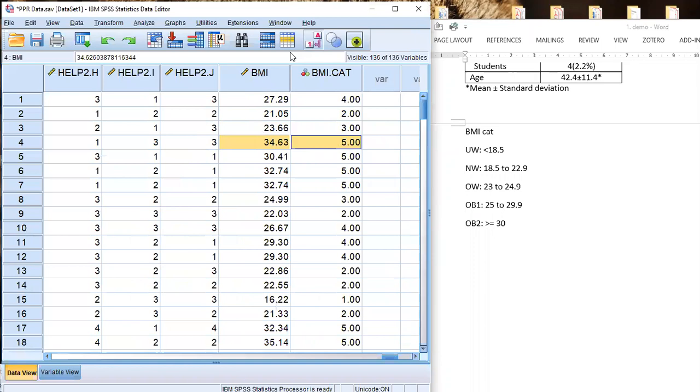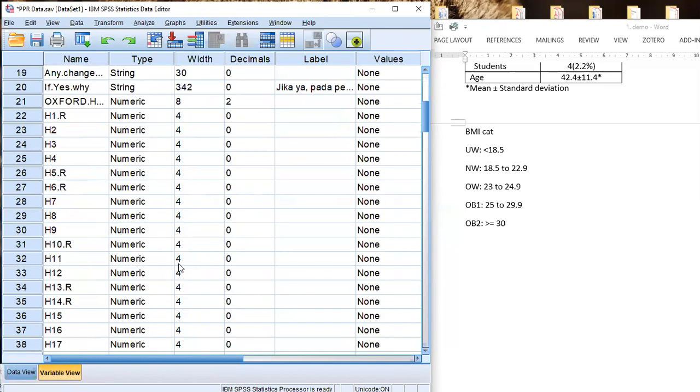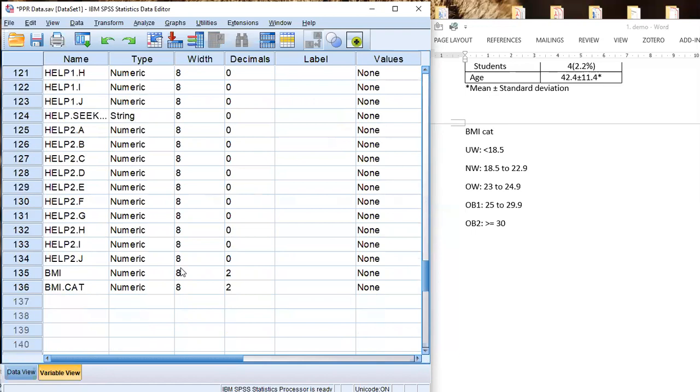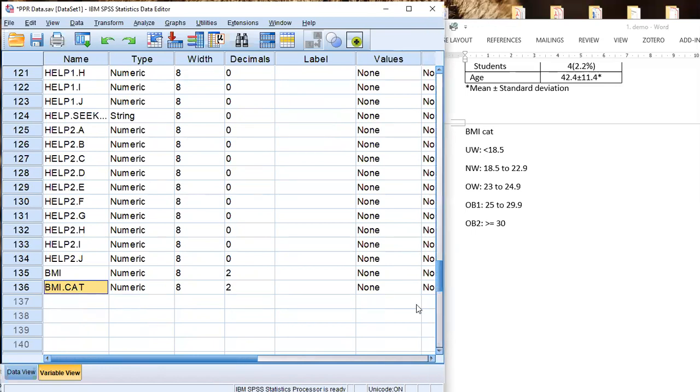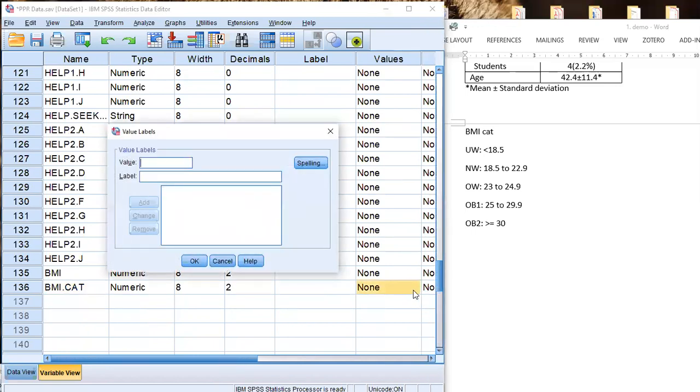Questions? Any questions on this? No, Prof. Now you're going to label this. Go to variable view, the last variable created. Under Values, we label this so that we understand it. If you give the file to someone else, they will know what it is. Otherwise, they wouldn't know what 1, 2, 3, 4, 5 mean.